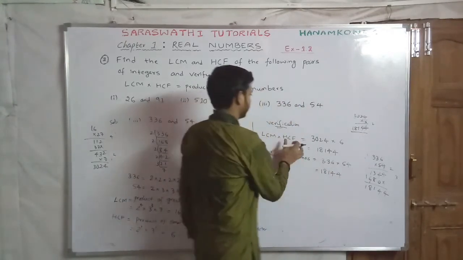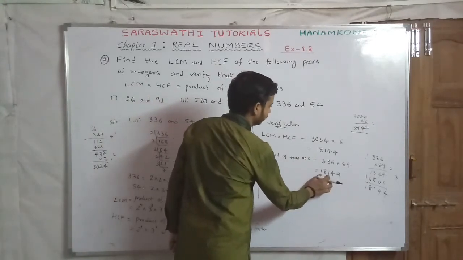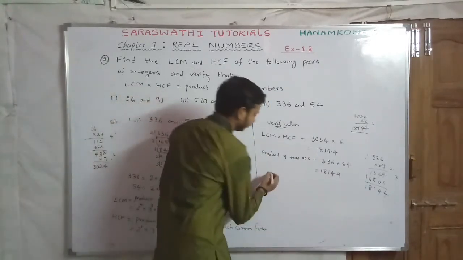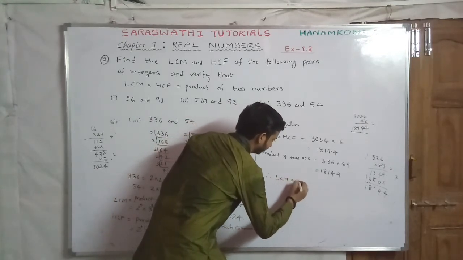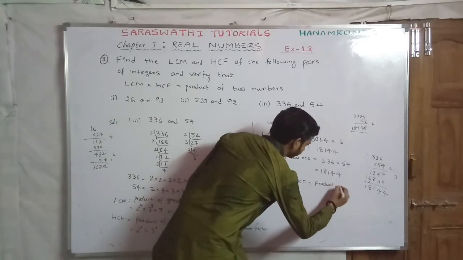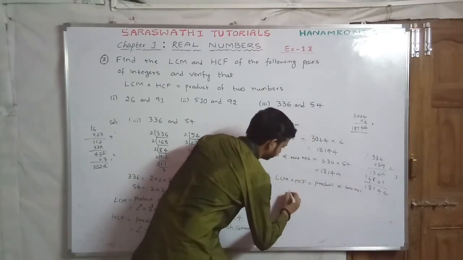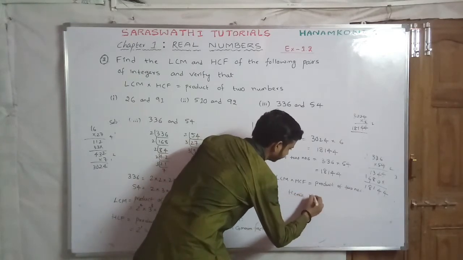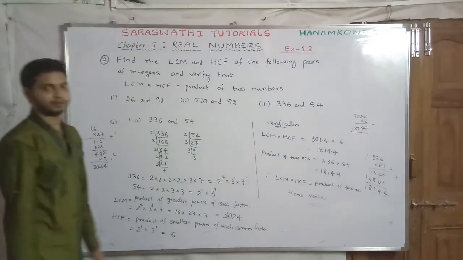So the LCM into HCF value we have obtained is 18,144 and the product of the two numbers is also the same, 18,144. Therefore LCM into HCF equals the product of the two numbers. Hence verified. So this is the answer.